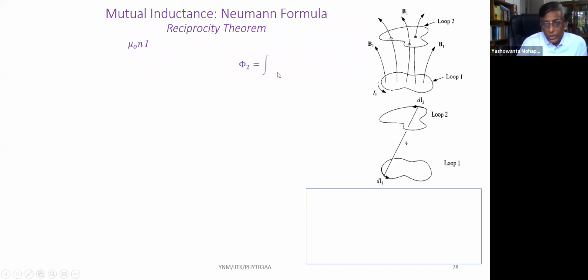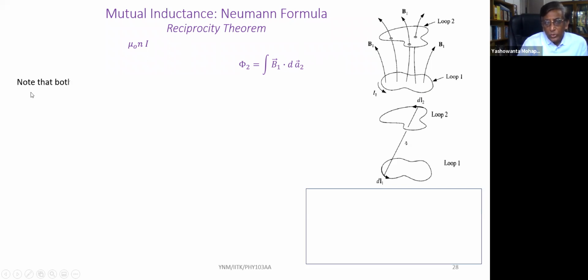So phi 2, the flux going through this loop, is B1 dot dA2, right? If I take a small area dA2 here, then there's the flux because of B1.